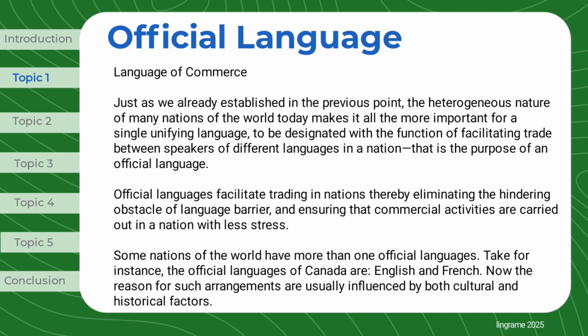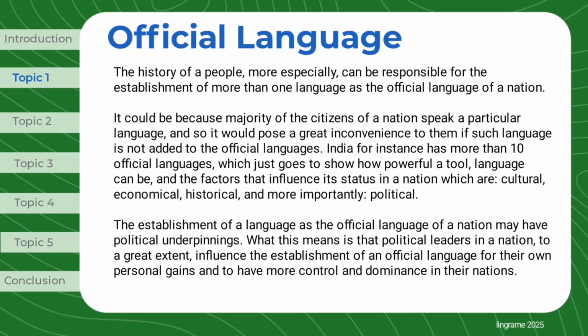Some nations of the world have more than one official language. Take for instance, the official languages of Canada are English and French. Now the reason for such arrangements is usually influenced by both cultural and historical factors. The history of a people, more especially, can be responsible for the establishment of more than one language as the official language of a nation. It could be because the majority of the citizens of a nation speak a particular language, and so it would pose a great inconvenience to them if such language is not added to the official languages.